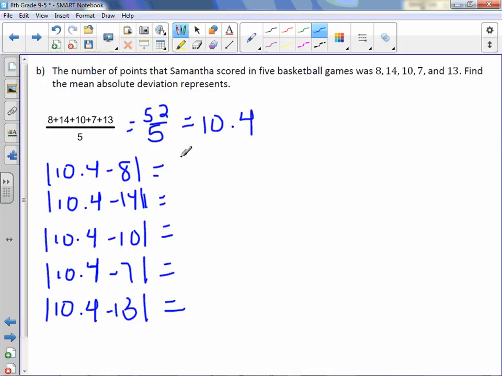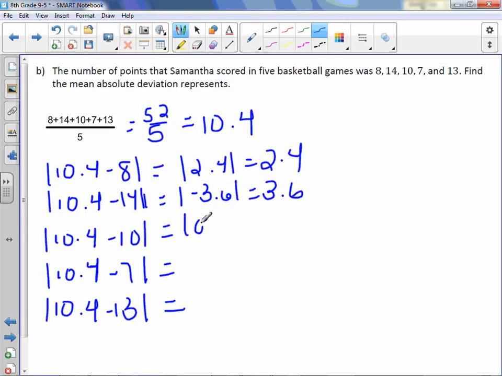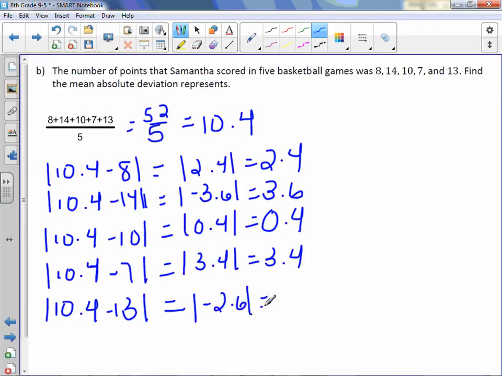So this is the absolute value of 2.4, which equals 2.4. This next one is the absolute value of negative 3.6, which equals 3.6. The next one is the absolute value of 0.4, which equals 0.4. The next one is the absolute value of 3.4, which equals 3.4. And the last is the absolute value of negative 2.6, which equals 2.6.